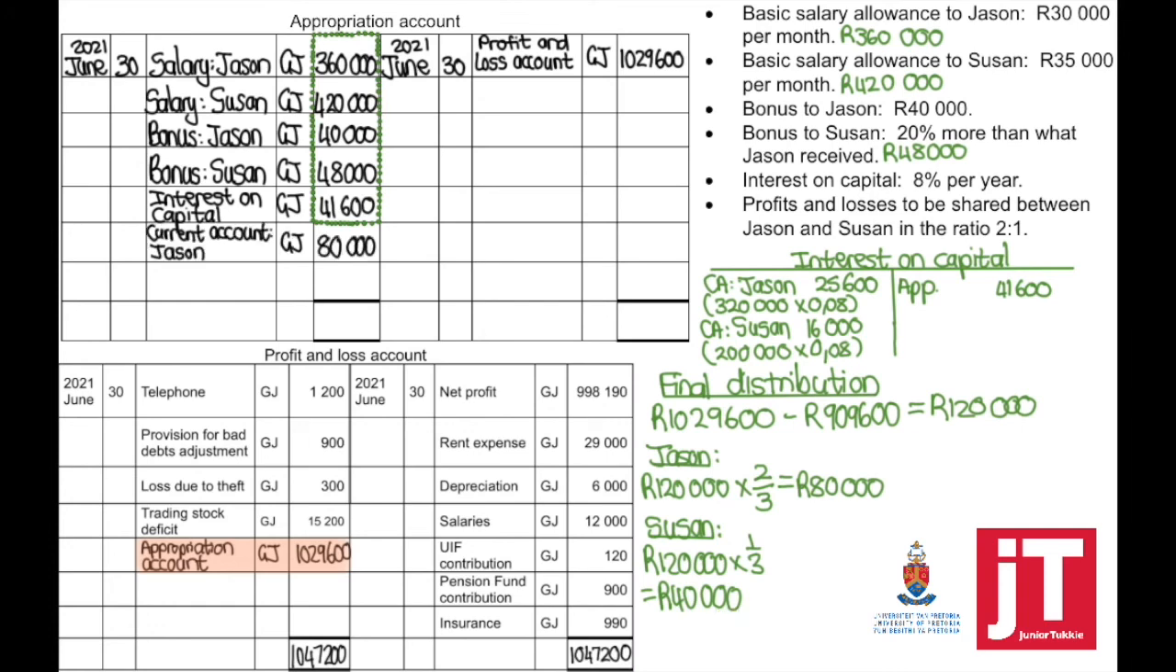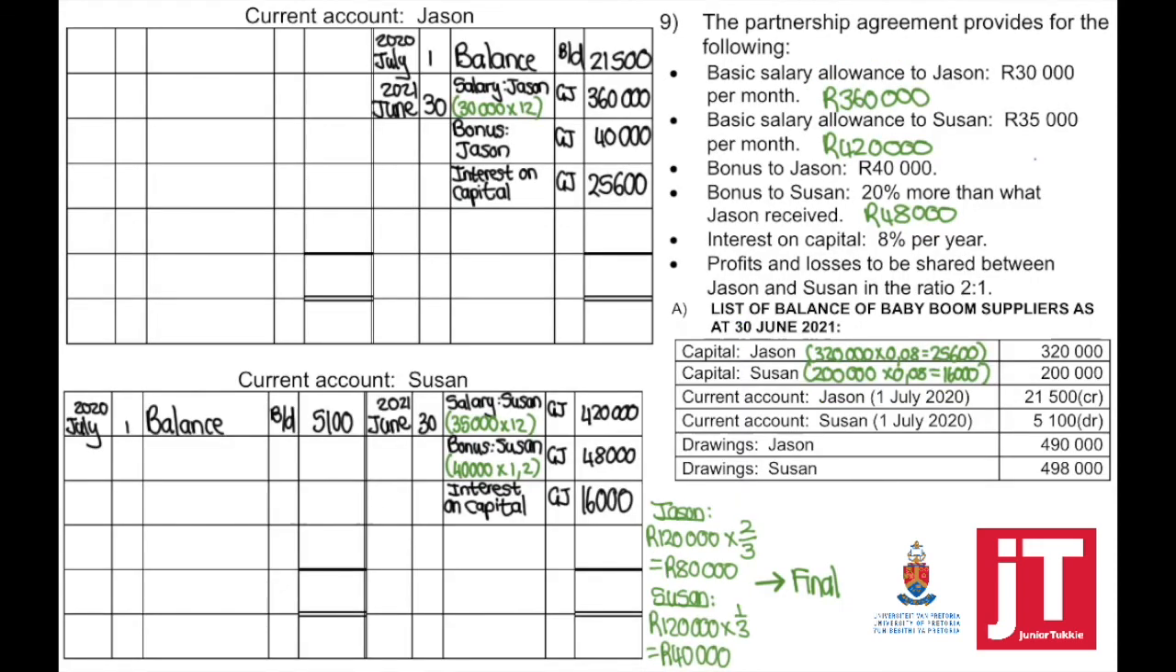This means now that the appropriation account is going to be debited with current account Jason, 80,000. Current account Susan, 40,000. If you add the debit side, it should equal the credit side. The appropriation account is going to be debited. Account credited, current account Jason, 80,000. Current account Susan, 40,000. Now we need to close off drawings.